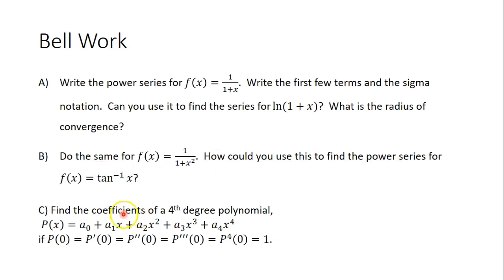And then letter C here, I want you to find the coefficients, a0, a1, a2, a3, and a4 of the fourth degree polynomial here, where p of 0, p prime of 0, p double prime of 0, p triple prime, and the fourth derivative are all equal to 1. So these are going to have to be something very specific in order for those derivatives all to equal 1. What I would suggest doing is just write out the derivatives first. So what would p prime of x be? What would p double prime of x be? P triple prime of x. And then plug in 0 to all of those, and then figure out what the coefficients have to be to make it 1. So let's jump in.